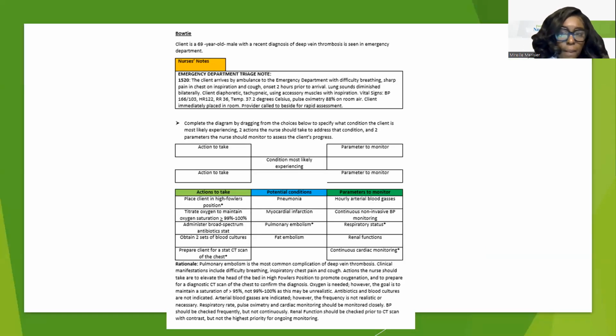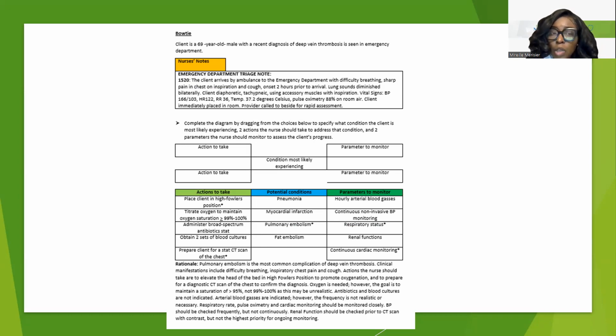See if you're right. Pulmonary embolism, great. What do I want to focus on? And I know this one gets people a lot, okay? The titrate oxygen to maintain the O2 sat. But the actions to take immediately are to place the client in a high Fowler's position, okay? And of course, prepare them for a stat CT.